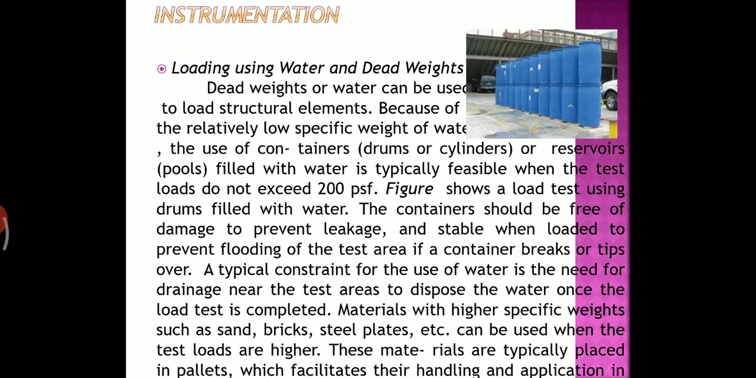Here a figure shows the load test using drums filled with water. The container should be free of damage to prevent leakage and stable when loaded, to prevent flooding of the test area if a container breaks or tips over. A typical constraint for the use of water is the need for drainage near the test area to dispose of the water once the load test is completed. Materials with higher specific weights such as sand, bricks, steel plates, etc. can be used when the test loads are higher. Okay, so this is one kind of loading mechanism.